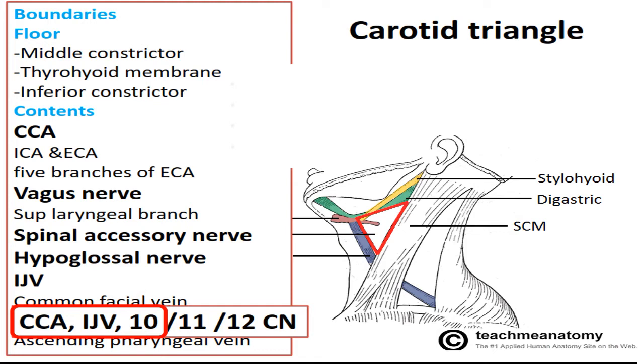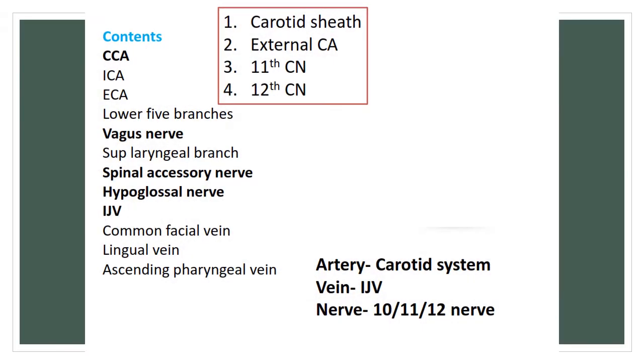Let us see the branches of the external carotid artery in the carotid triangle. Try to see the branches: the lower five branches of the external carotid artery are present in it. These are the nerves, and the vein is the internal jugular vein. The nerves are the 10th, 11th, and 12th cranial nerves: the 10th is the vagus, the 11th is the spinal accessory, and the 12th is the hypoglossal nerve. These three nerves are present in this carotid triangle.